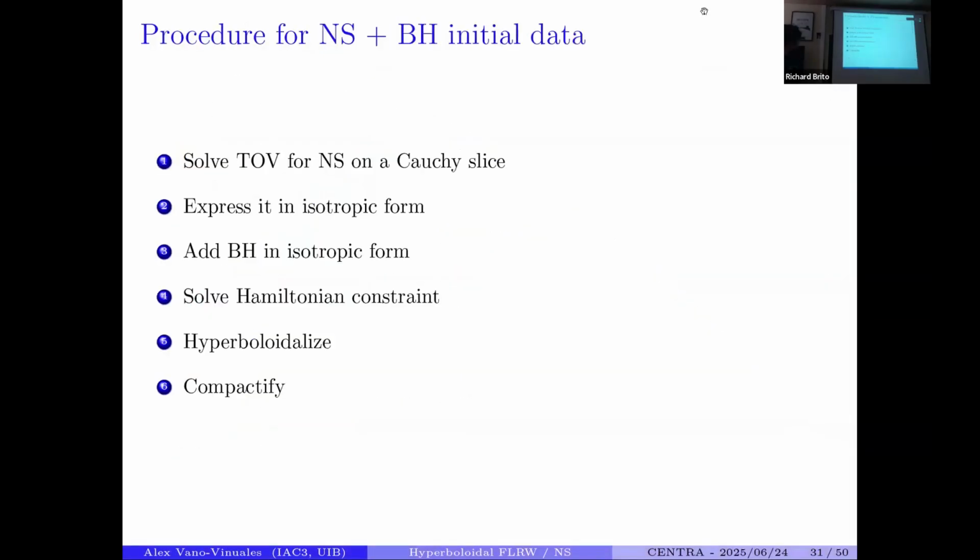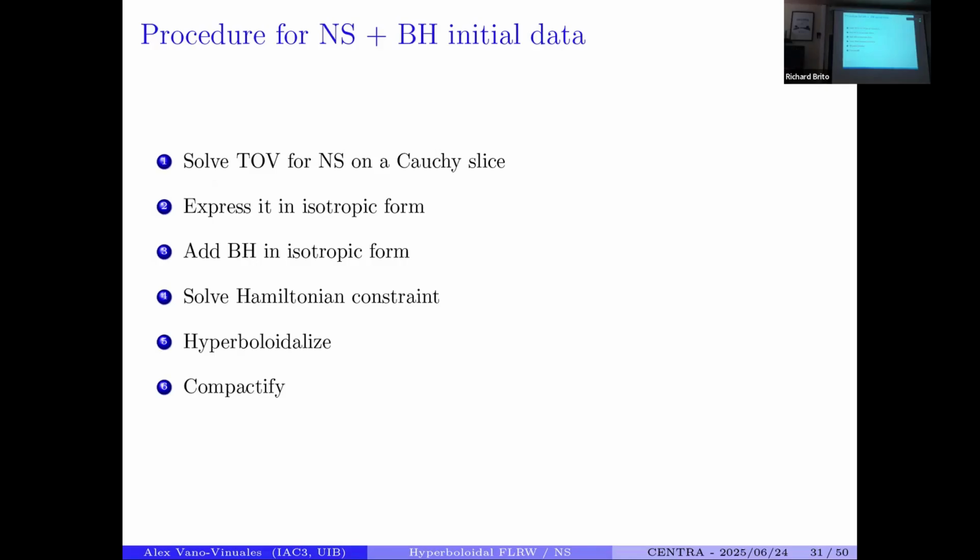Now let's go. Okay, we want to have data with the neutron star and the small black hole in the center. How is it going to be? I spent a long time thinking about how to do these things with the hyperboloidal perspective in mind.